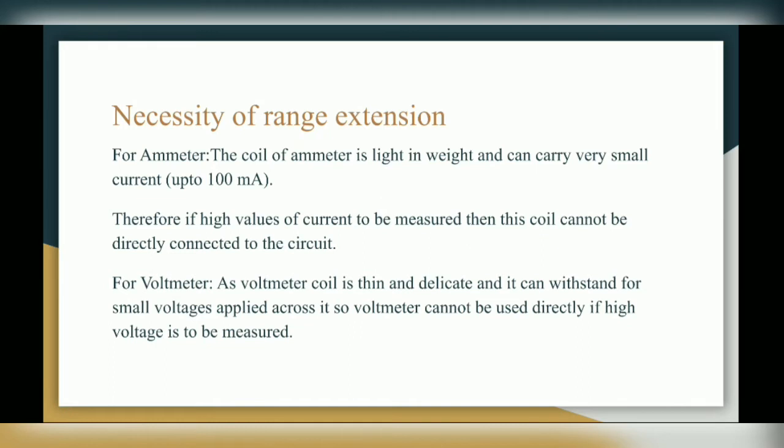So first, necessity of range extension. Why we require to extend the range of meter. For ammeter, the coil of ammeter is light in weight and can carry very small current, that is up to 100 milliampere. Therefore, if high values of current are to be measured, then this coil cannot be directly connected to the circuit. So if we want to measure a high value of current, then range extension is necessary.